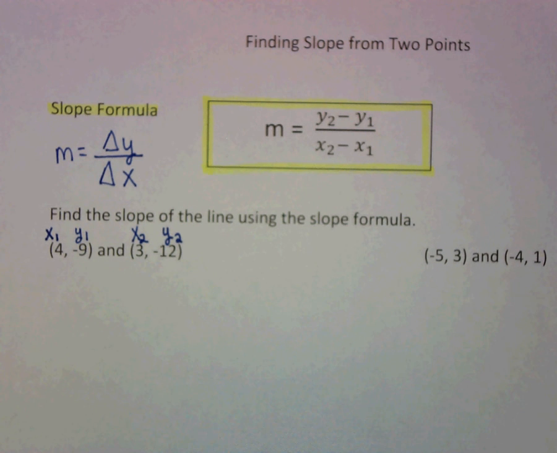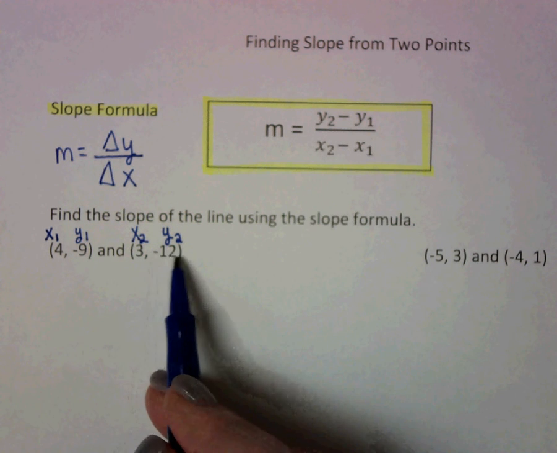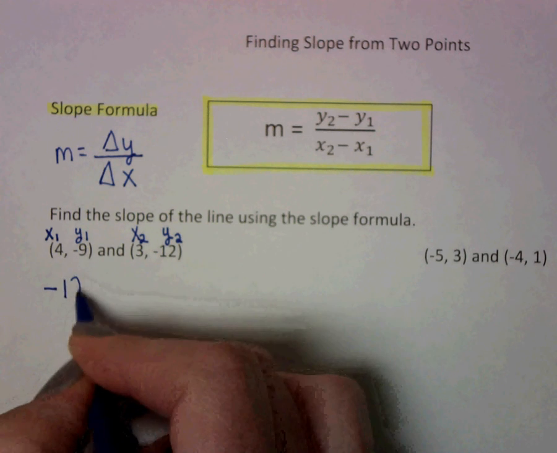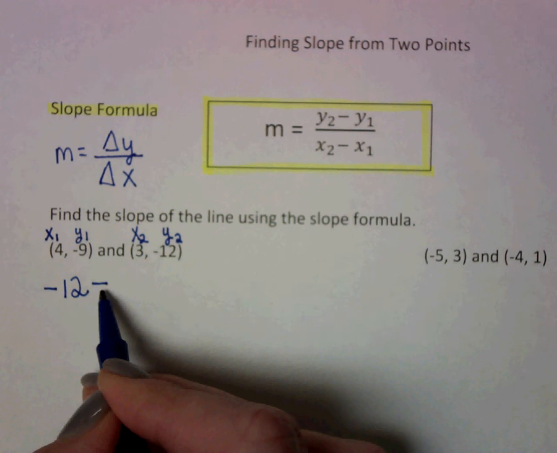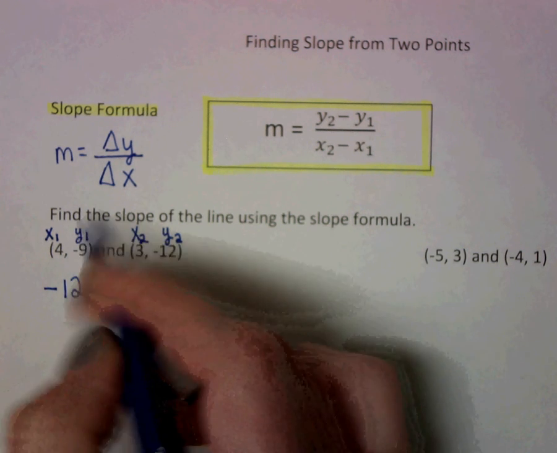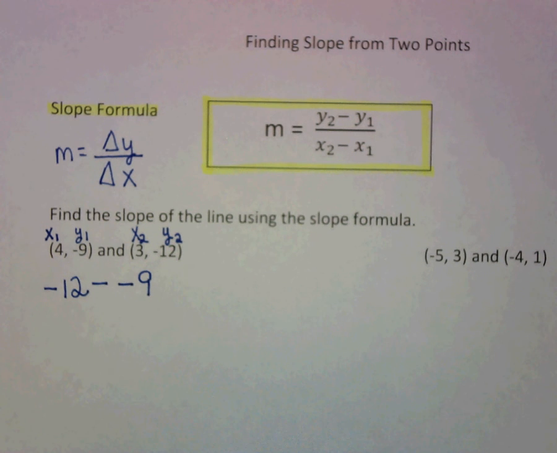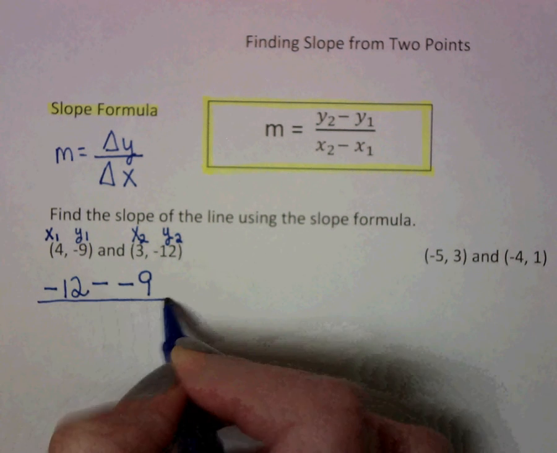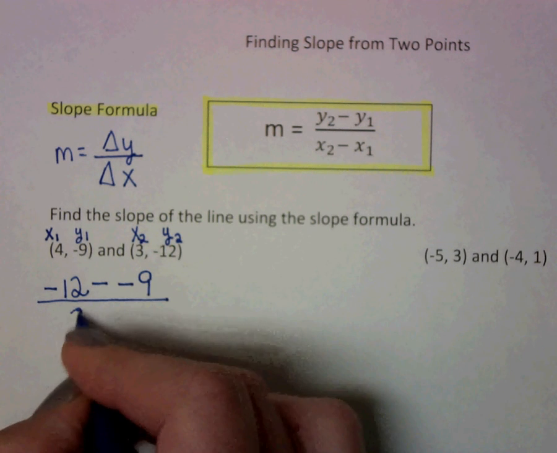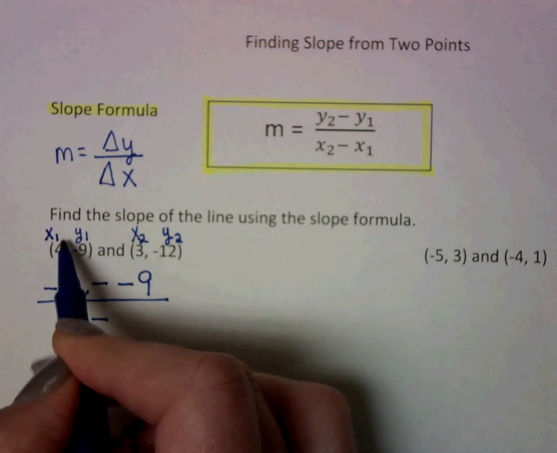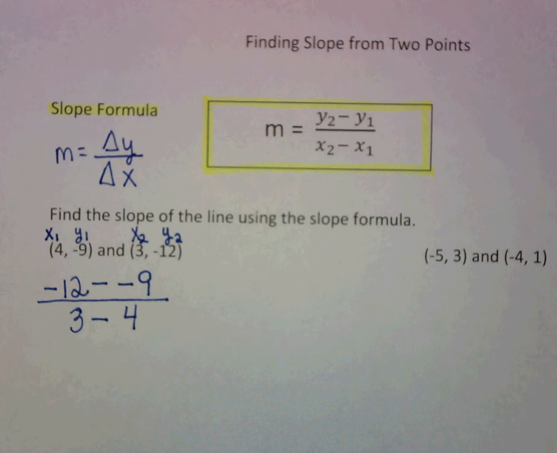Okay, so that's one option, and let's look at it this way first. If we do that, then let's follow our formula. It says Y2, my Y2 is negative 12. Negative 12 minus, and it's always minus because that's what the formula says, Y1, which is negative 9. So that's what it would look like when we plug in our numbers, over X2, which is 3, minus our X1, which is 4. Okay, so that's what it would look like.